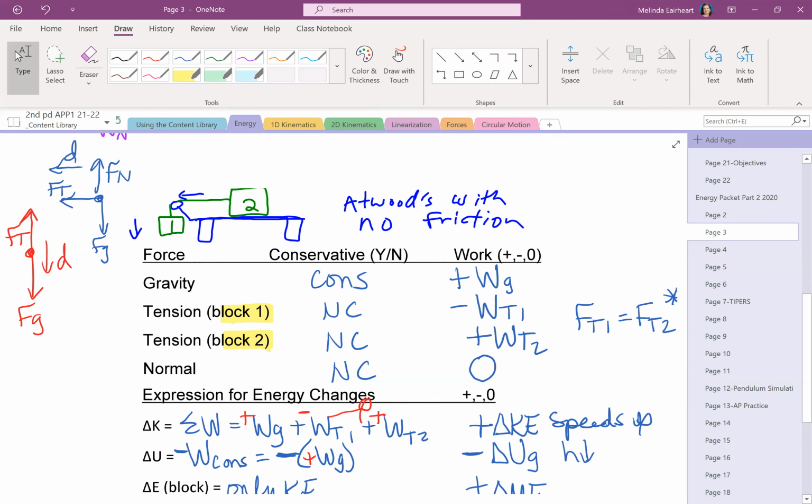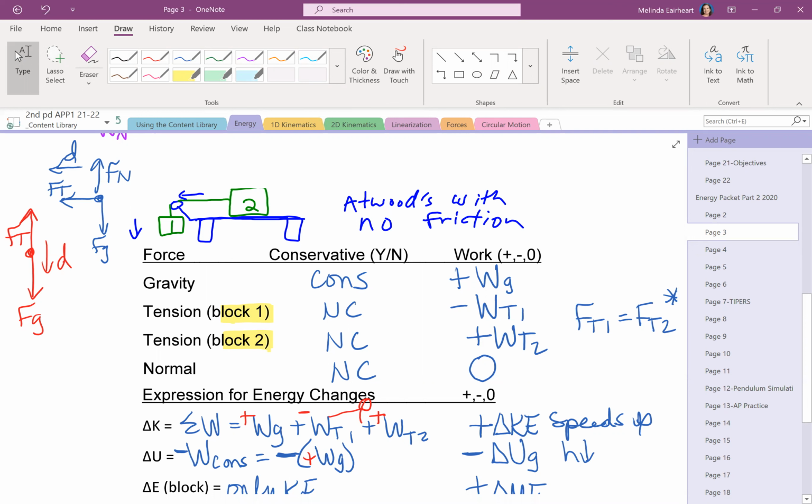Hold on, it's not sliding up. Why? I don't want to slide up. Well, you can see some there.